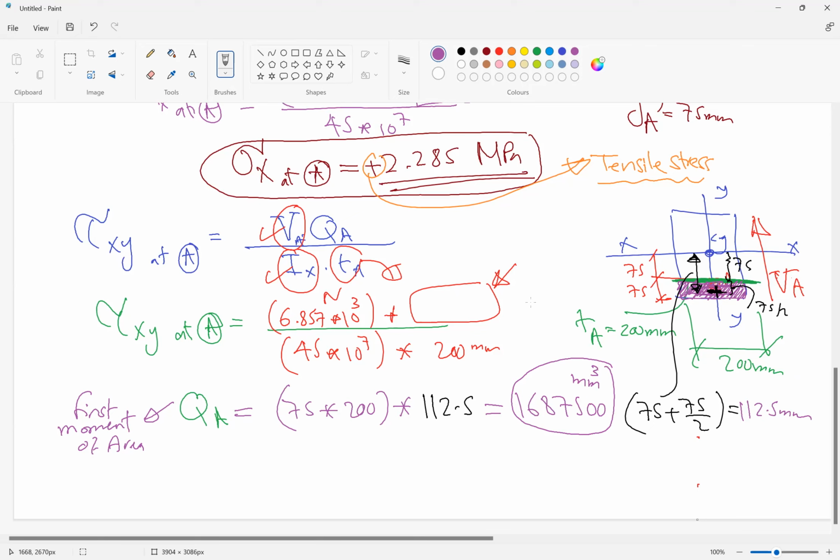Okay, if we substitute again here, Q is 1,687,500, times 6.857 times 10 to the power 3, over 45 E7, over 200. So our final answer for tau xy at A is 0.128 megapascal.